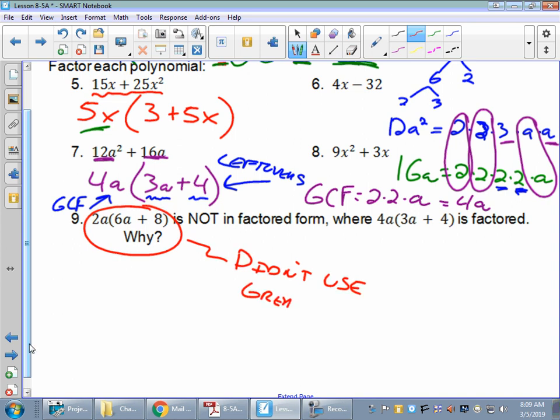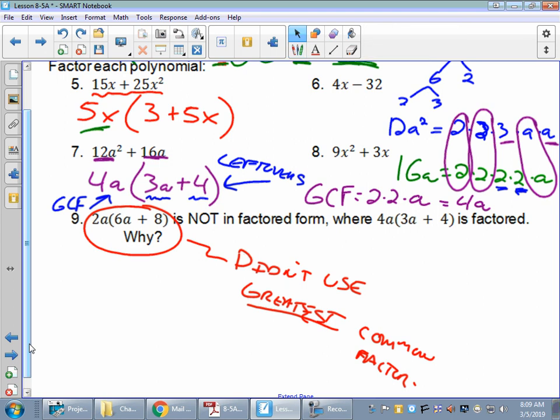They used a common factor, for sure. They used a common factor with 2a, because 2a does go into both of those, but they could have gone further. And the reason I know that is because you can look and say, these can still be divided by something else. So they could have gone to another level. So they did not use the greatest common factor. So you kind of have to look for those things to make sure we're using the greatest common factor.